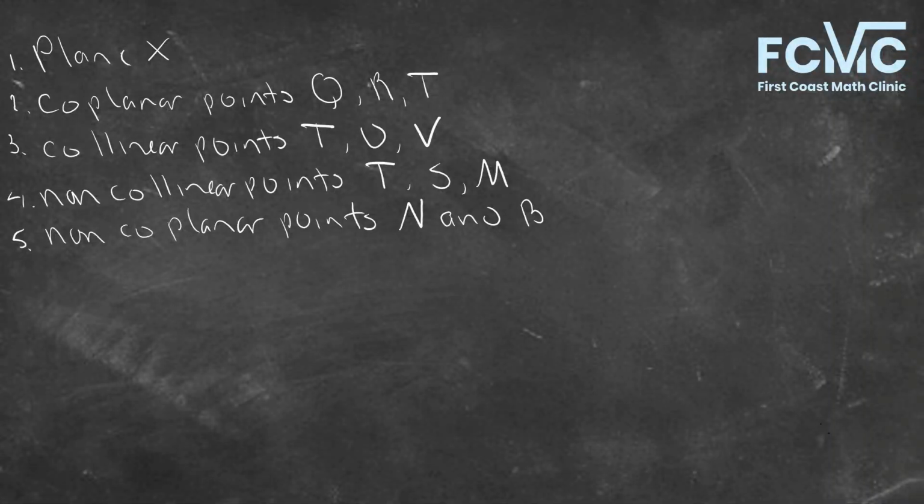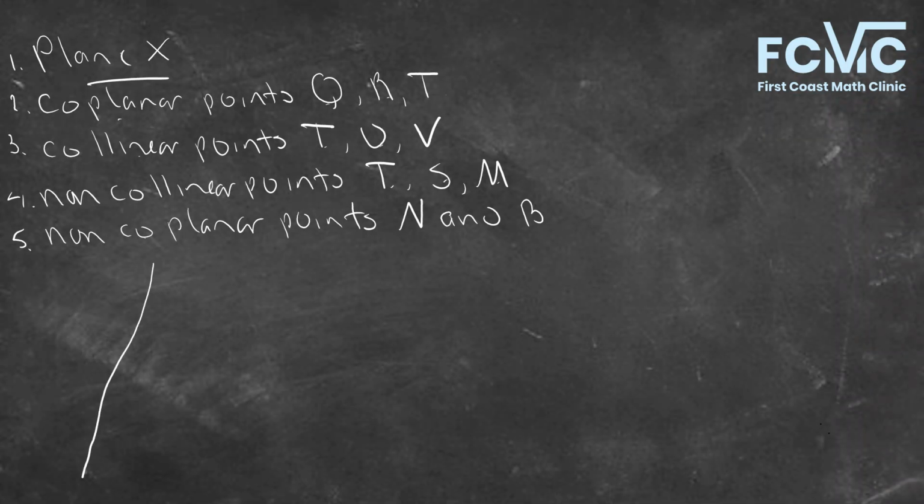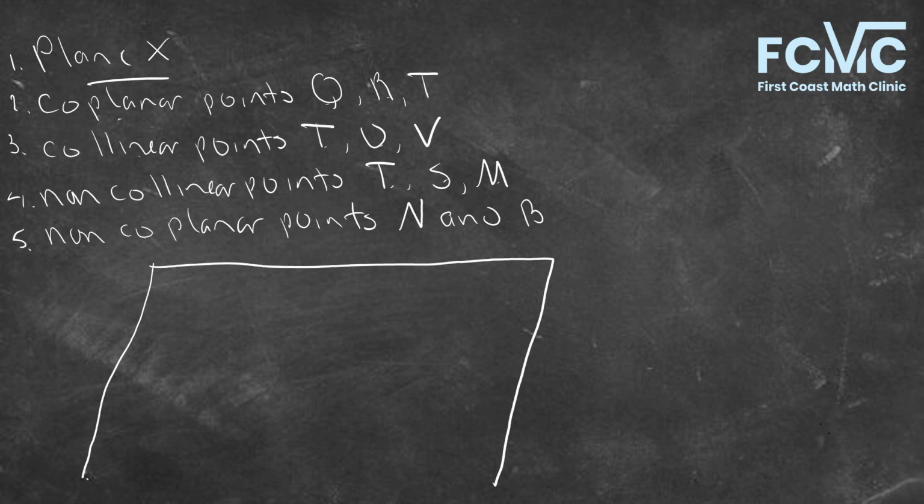Okay, so let's say for this next example, we want to draw plane X, and then on plane X, we want to draw coplanar points Q, R, and T, collinear points T, U, V, non-collinear points T, S, and M, and then non-coplanar points N and B. So let's start by drawing our plane X. We're going to draw it as our parallelogram. We'll put X in the corner.